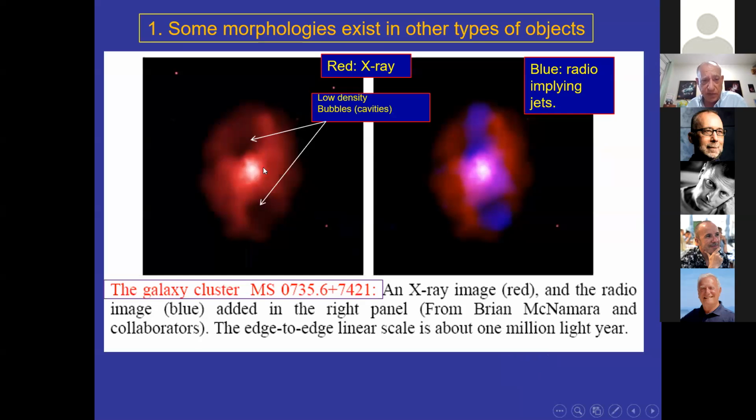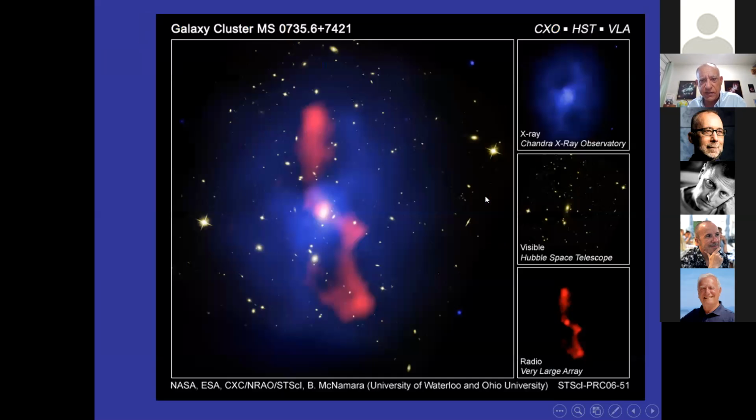So here we see X-ray on the left in red, and you see two bubbles, what we call lobes also, and here in purple you see the radio emission. So the radio tells you these bubbles are inflated by jets. And here, this is a famous postcard of the Chandra Center. You see in blue the X-ray, in yellow-white the galaxies in the cluster, and in red the radio. So clearly precessing jets of some sort inflate these bubbles, okay?